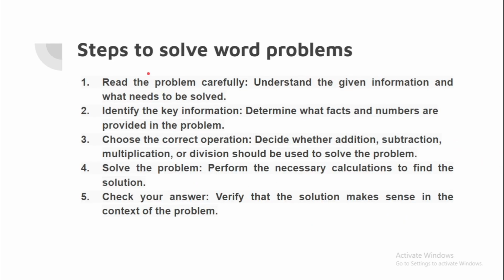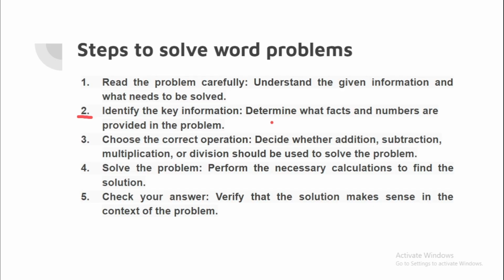There are 5 steps to solving word problems. Number 1, read the problem carefully. You have to understand the given information and what needs to be solved. Number 2, identify the key information. That's by highlighting or circling or whatever. Determine what facts and numbers are provided in the problem.